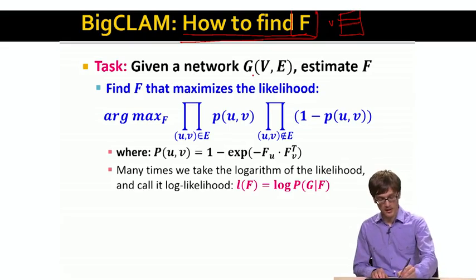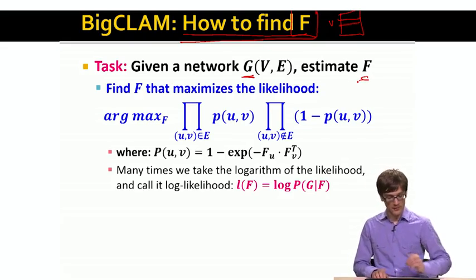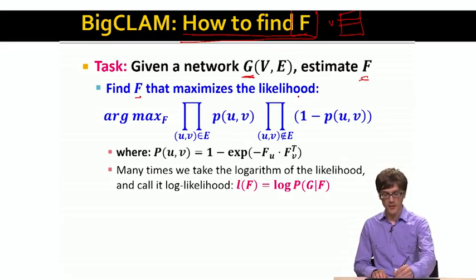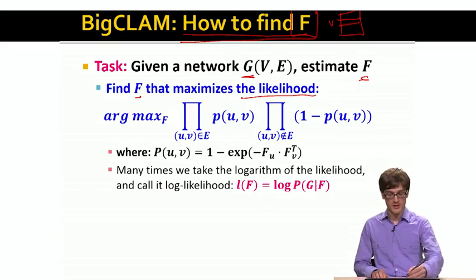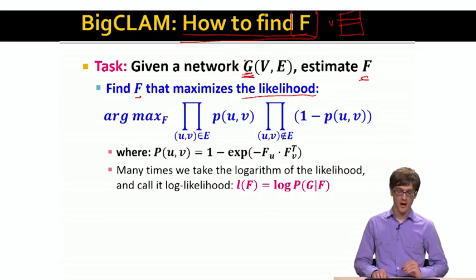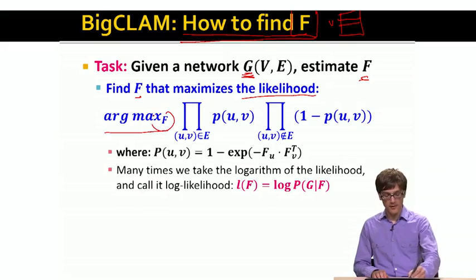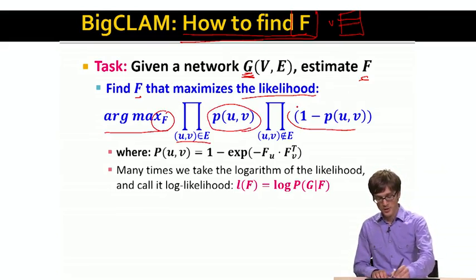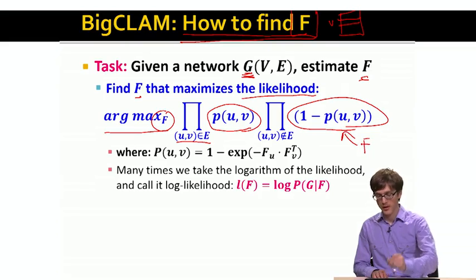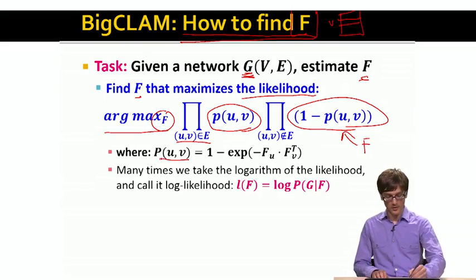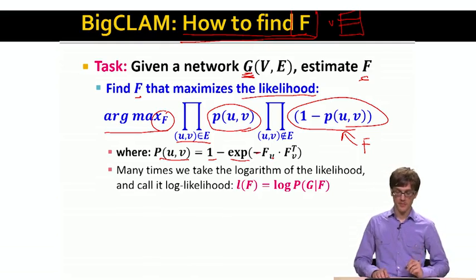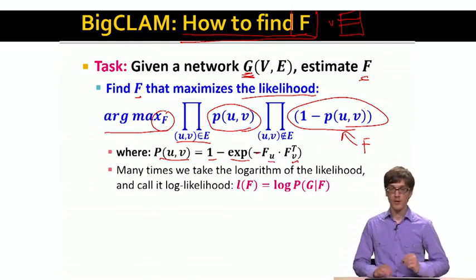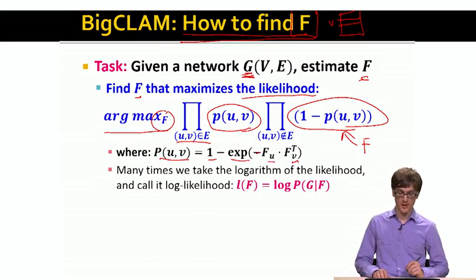Here is our task. Given a network G, we want to estimate F, and we want to find F in such a way that it maximizes the likelihood, the probability that F generated our graph G. So we have exactly what we had before. We want to find F that maximizes the probability of the graph, where of course these edge probabilities are computed based on our matrix F. So the probability of an edge is simply 1 minus e raised to the power of minus the dot product of the two rows, one for node U and one for node V in our matrix.